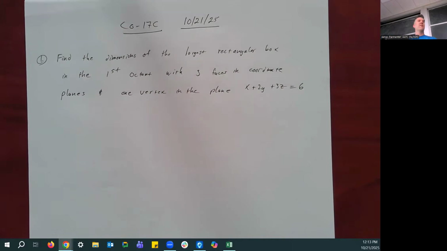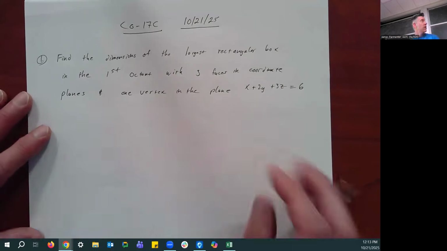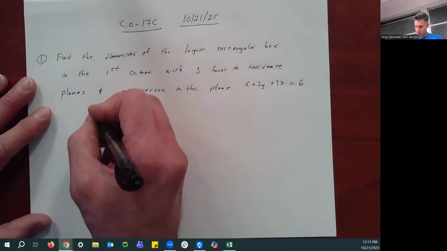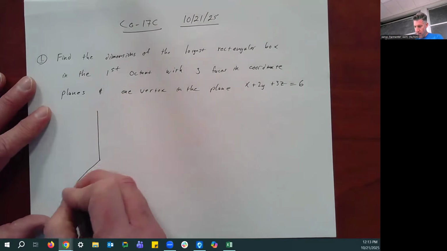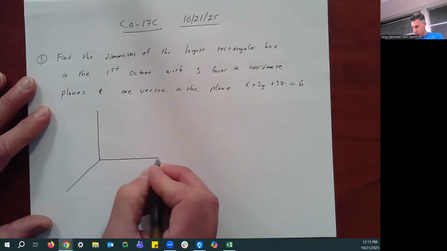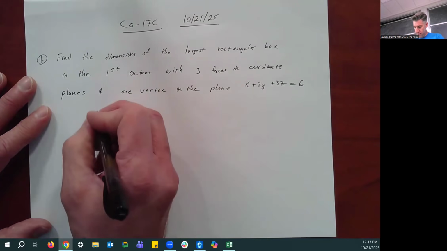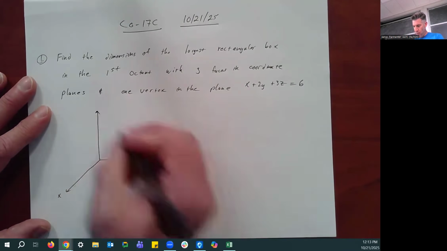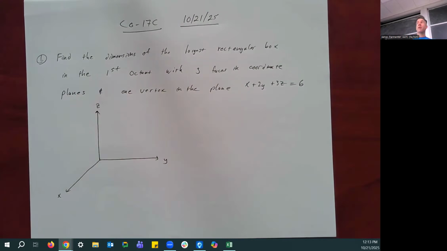Because a lot of words that feel like they might not have a whole lot of meaning until we discuss them. So let's draw a picture real quick and we'll talk about what all these things mean. So here's the picture of what's going on. We have our usual XYZ coordinate system, and we're looking at the first octant where everything is positive. X is positive, Y is positive, Z is positive. So we're not back behind the YZ plane.